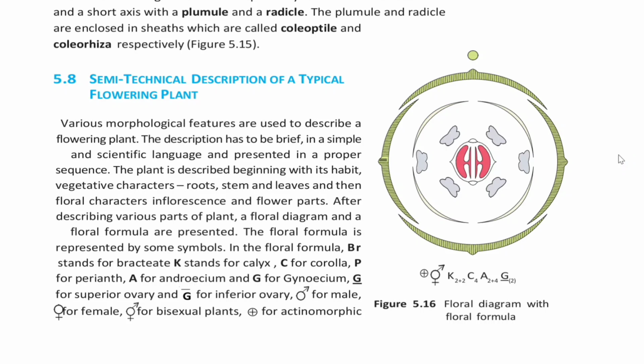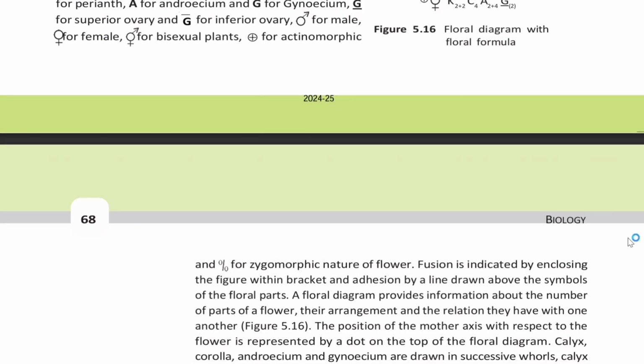The floral formula is represented by some symbols. In the floral formula, Br represents bracteate, K stands for calyx, C for corolla, P for perianth, A for androecium and G for gynoecium. Line below G for superior ovary and line above G for inferior ovary. Sign for male, sign for female, both sign for bisexual plants, cross in a circle sign for actinomorphic and sign of percentage for zygomorphic nature of flower.